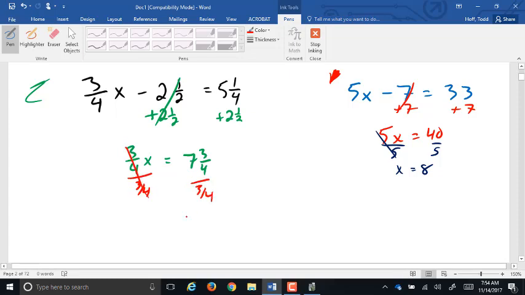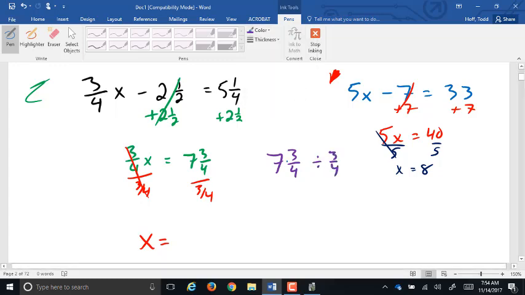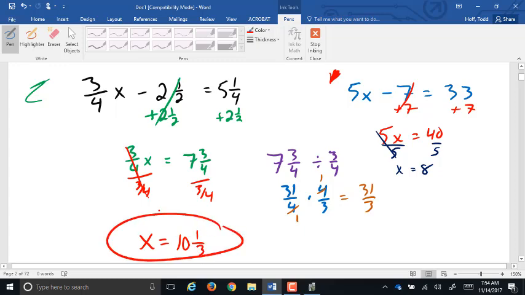Divide by 3/4. Very good. So we've got x equals, this is 7 3/4, divided by 3/4. If we make it improper, 7 times 4 is 28, plus 3 is 31/4. This is going to be times 4 over 3. The 4's cross cancel. That's 31 over 3, which reduces to 10 1/3. X equals 10 1/3 is our result.